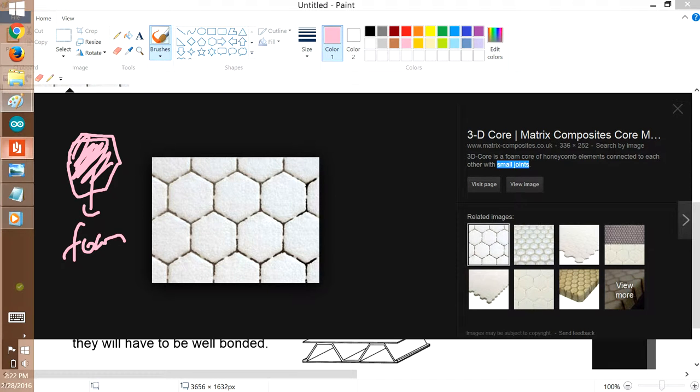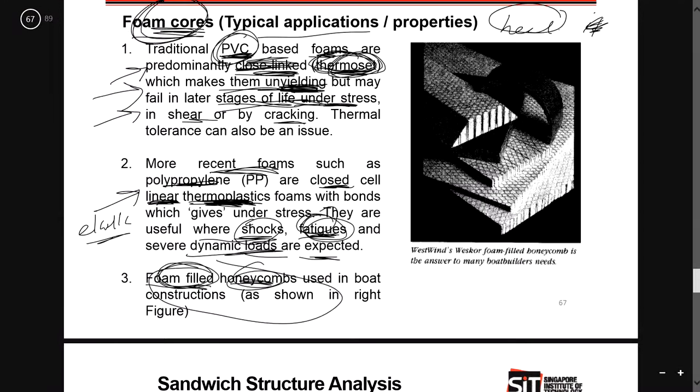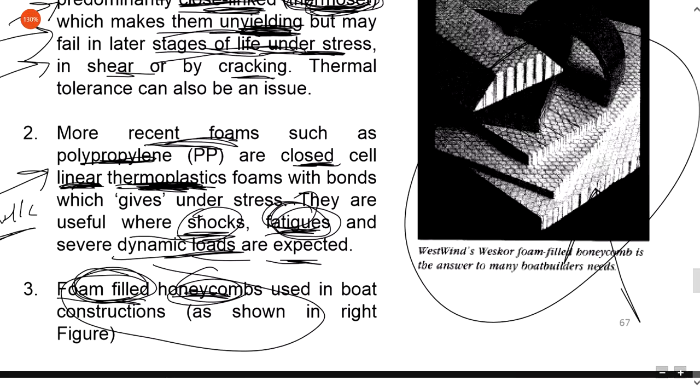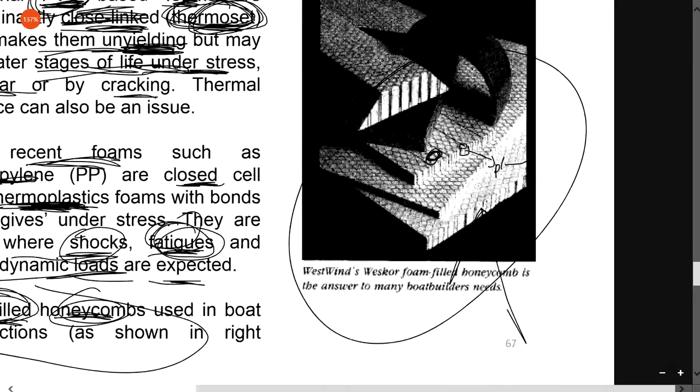And it's used in boat construction, as shown in the right figure. If I zoom in on this figure, you can see there is no hole. They are all so-called plastics, and this is the meaning of that.